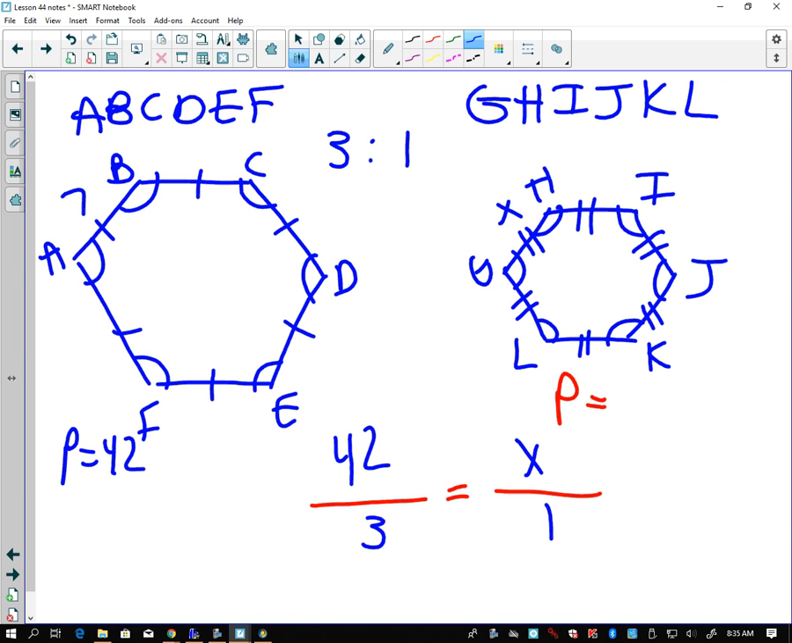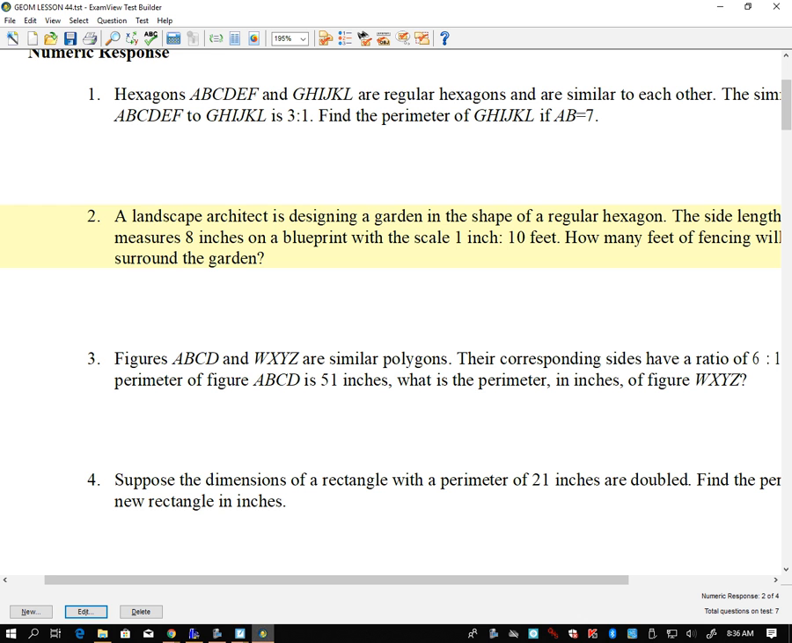Okay, so 42 times 1 divided by 3, and you got 14. Real quick, take 14 divided by 6. Tell me what you get. All right, so you would have gotten 2.3 for GH and had to multiply that by 6, which is not going to be as fun a number to work with. That's why I went ahead and found the perimeter of ABCDEF rather than just finding one side length of the other side. All right, let's come back over here.